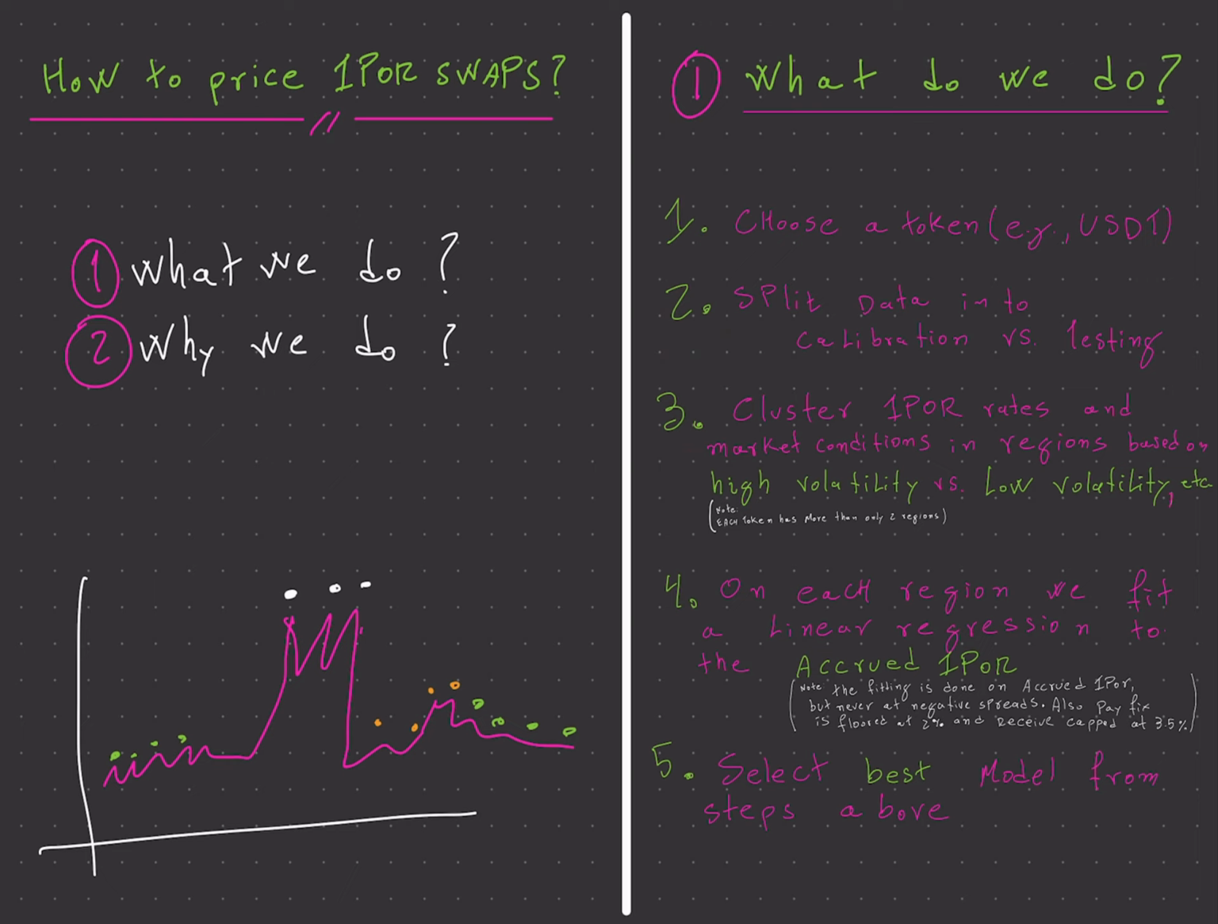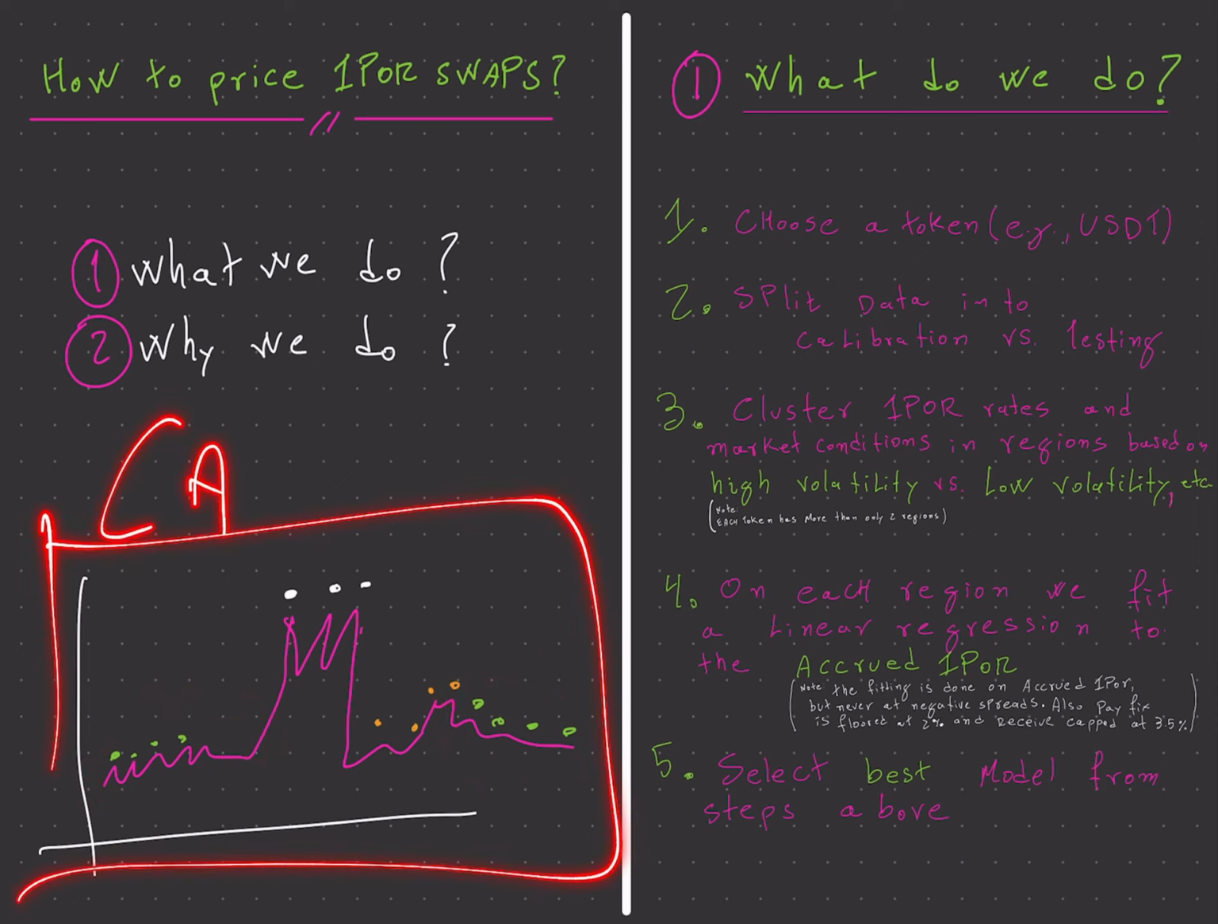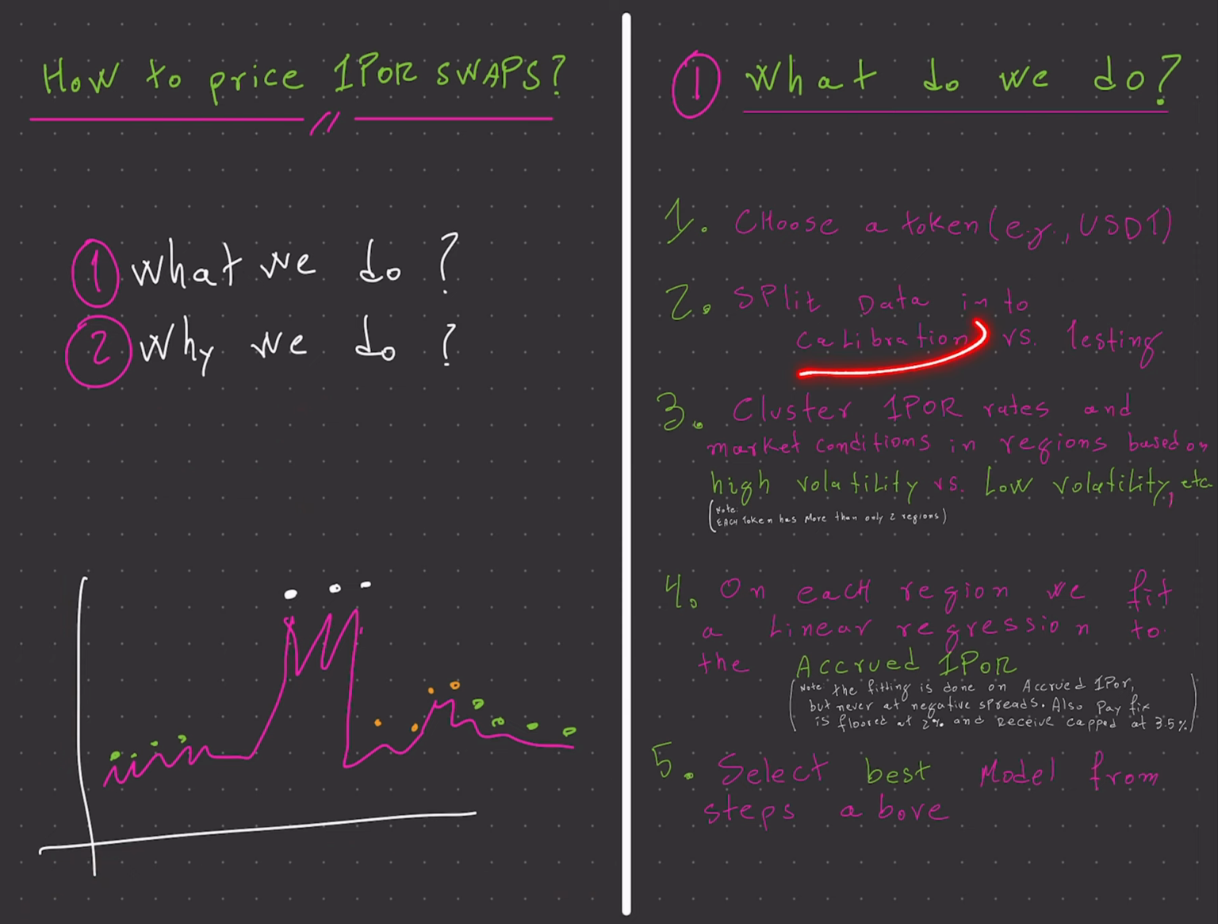On step 3, that's where the actual modeling starts. The first thing we're going to do is cluster different points on the IPOR rate. By the way, let's pretend all this here is the calibration, and the testing is here in the future. If this is the whole calibration set, the first thing we do is cluster the IPOR rate and the market conditions into different regions. And that's what I've done here with these colors.